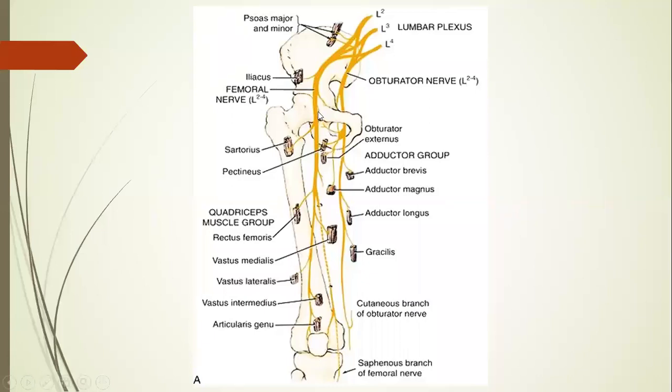So it gives an articular branch to the hip joint, an articular branch to the knee joint, and these all are the muscular branches for the several muscles of the front of thigh, including this short muscle, which is called the articularis genu, which is considered as a dissociated part of the vastus intermedius. And see how the femoral nerve enters into the front of the thigh.